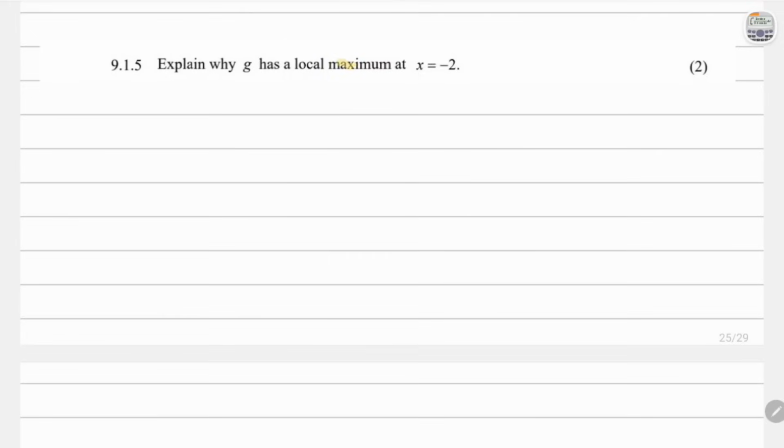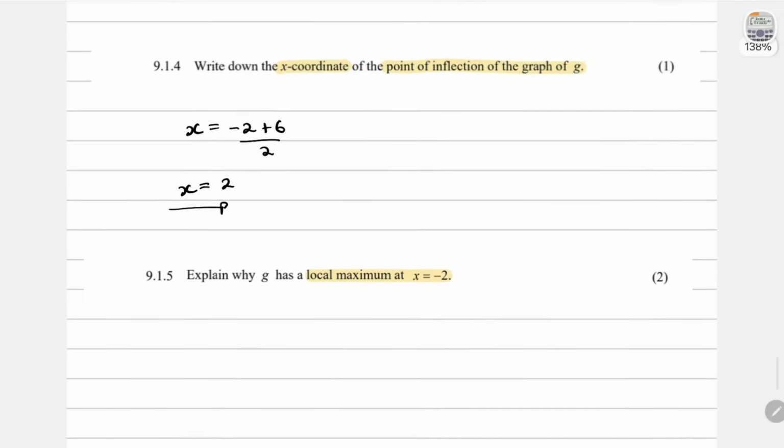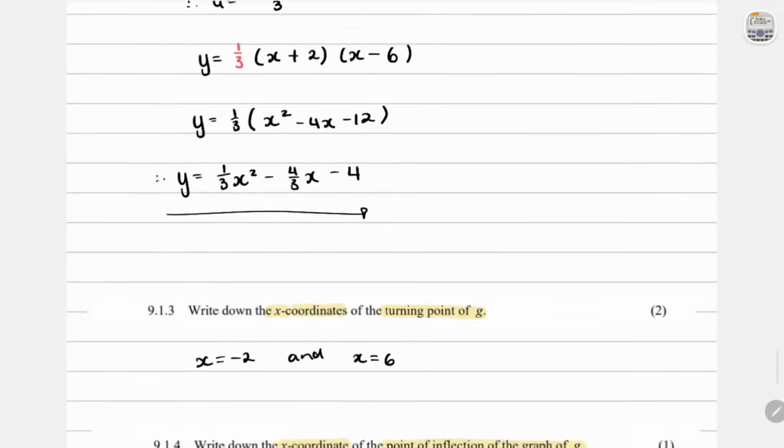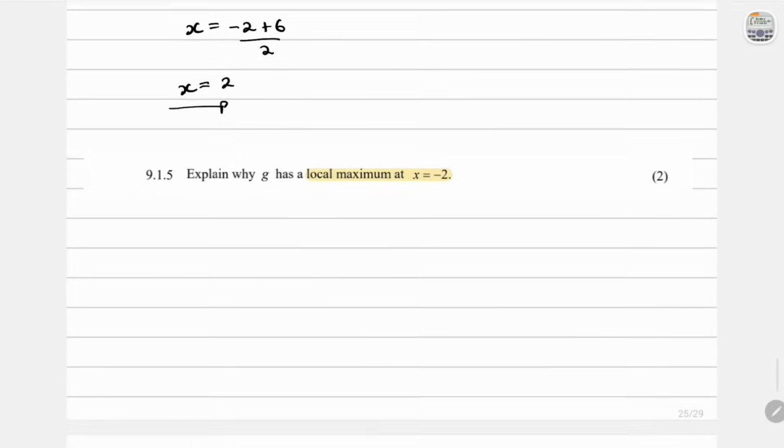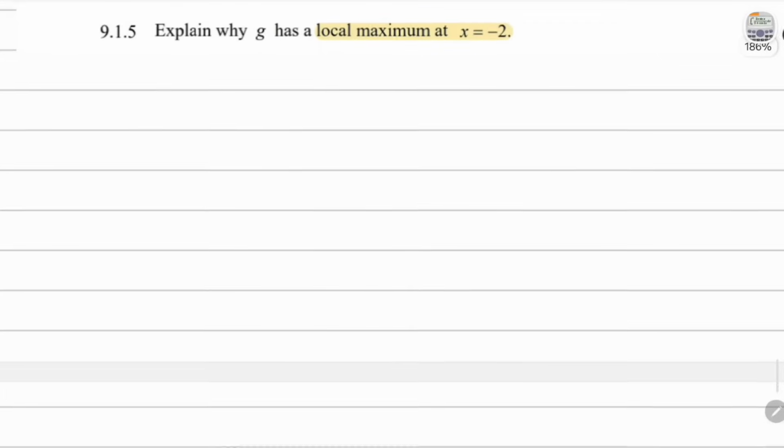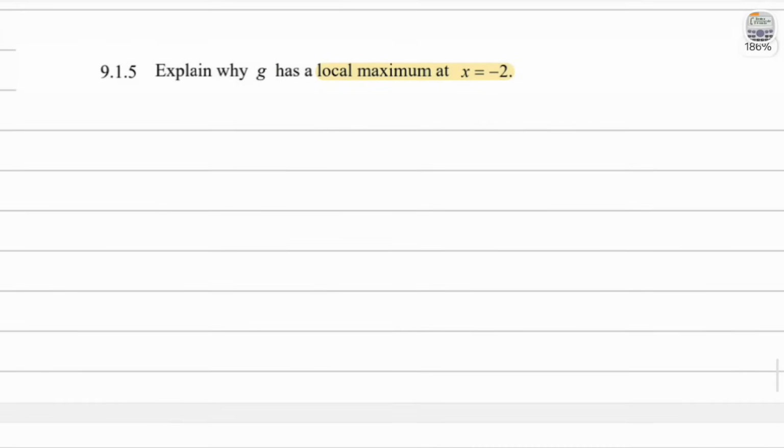Question 9.1.5 says, explain why g has a local maximum at x equals -2. Okay, has a local maximum. So clearly they're not asking you to find out whether it has a turning point at this point. We already know it has a turning point at x equals -2. Okay, we've established that from 9.1.3. But the question is really, why is that turning point a local maximum?